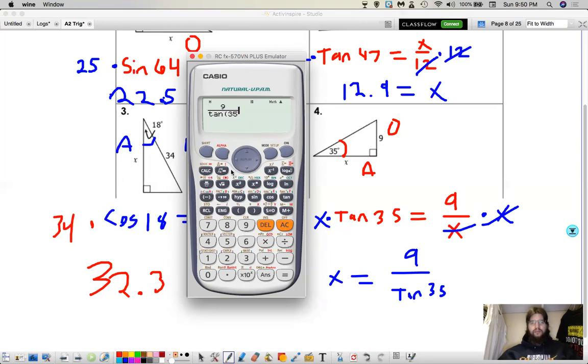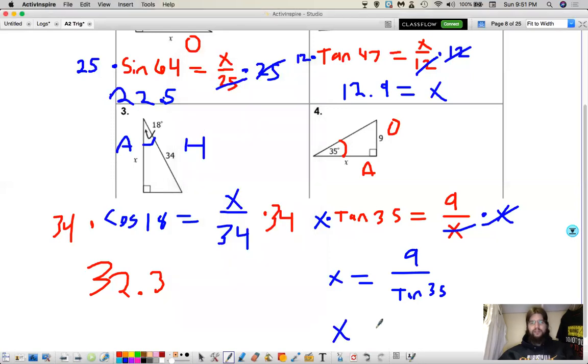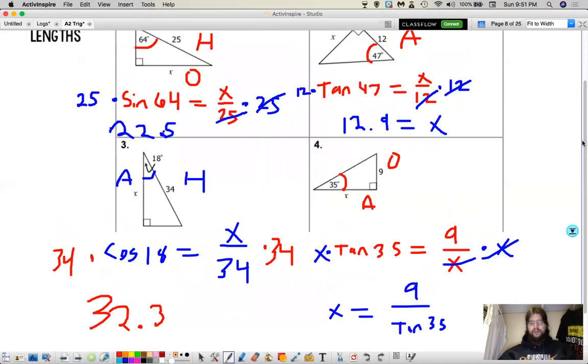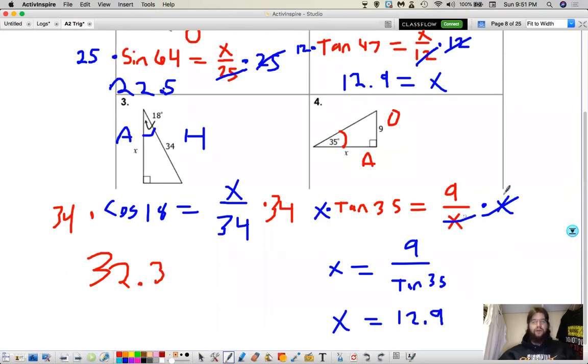And, oh yeah, I need to close my parentheses. 4.9. Cool. Hey, look, it's the same as the one above. Coincidence? Yeah, it's definitely coincidence. So that's all. If your x is on the bottom, just multiply both sides by x and then divide by whatever that thing is. It's just some number, people. Don't let it throw you off because it's got letters in it. It's still just a number.